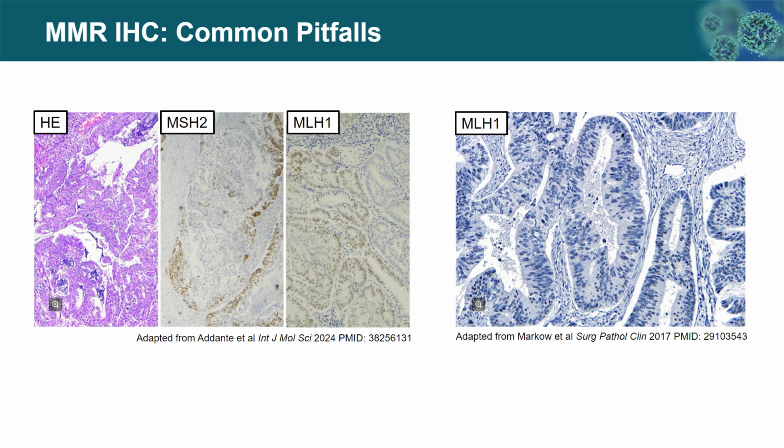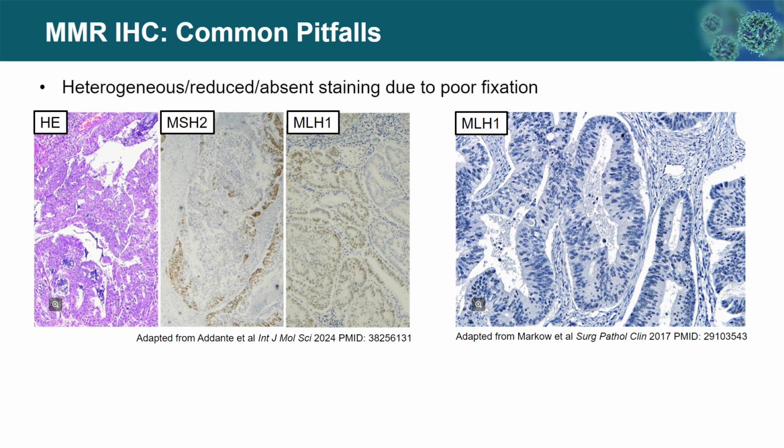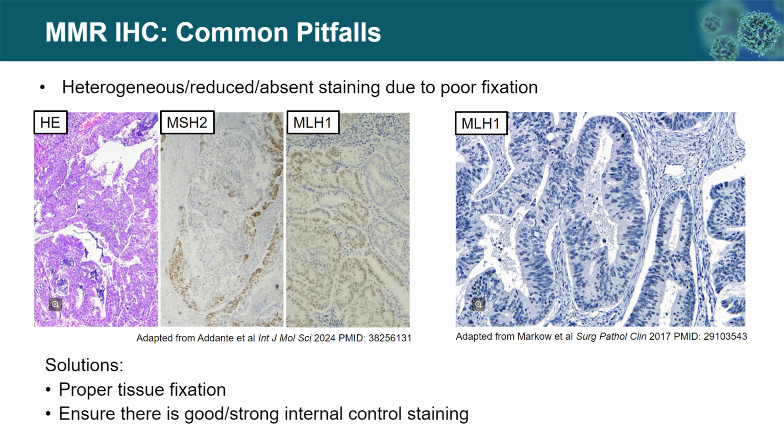In MMR immunohistochemistry, a common pitfall is the presence of heterogeneous, reduced, or complete absence of tissue staining due to poor fixation, as shown in these images here. The solutions to this problem include proper tissue fixation and ensuring there's strong staining in the internal control, such as the stroma, when interpreting tumoral expression.